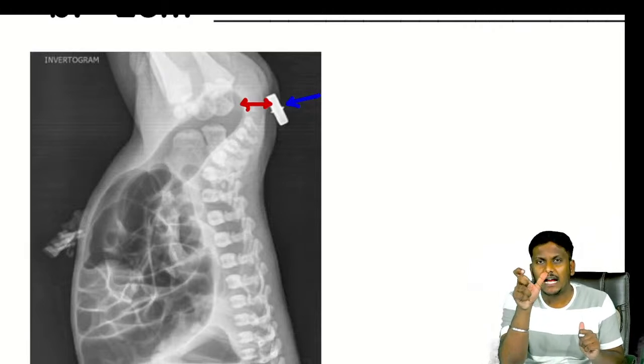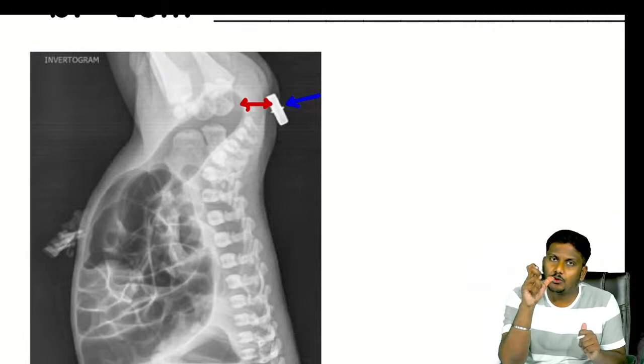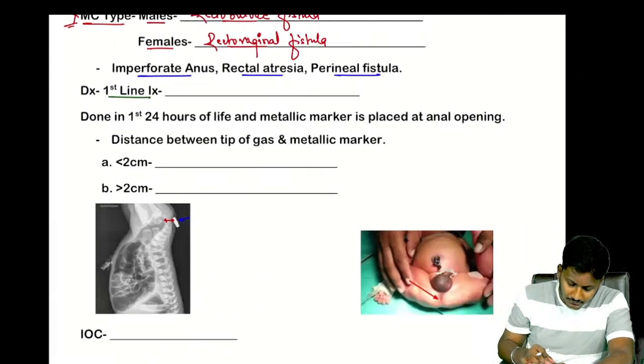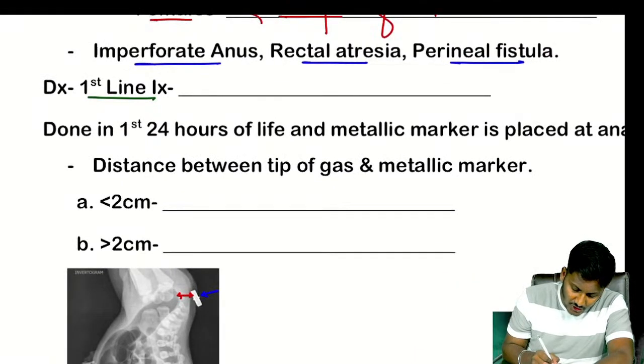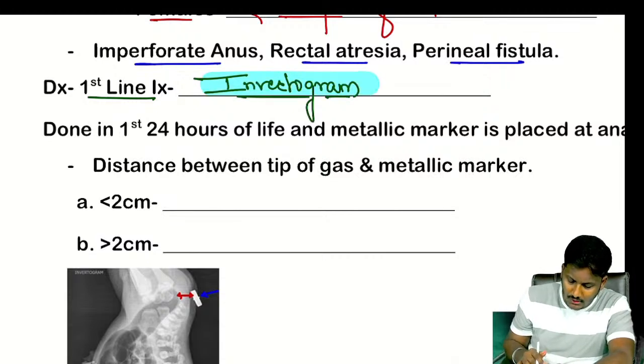Okay, so that will tell us whether it is a high anorectal malformation or a low anorectal malformation. How? If the gap is more than 2 centimeters, then it is a case of a high ARM. If the gap is less than 2 centimeters, that means it is a low ARM. So remember, the first line investigation that we do in patients of anorectal malformation is known as an invertogram.